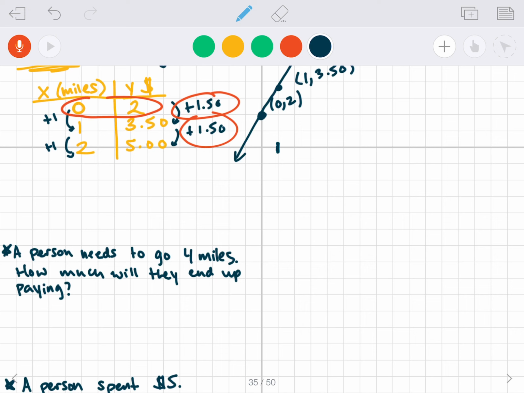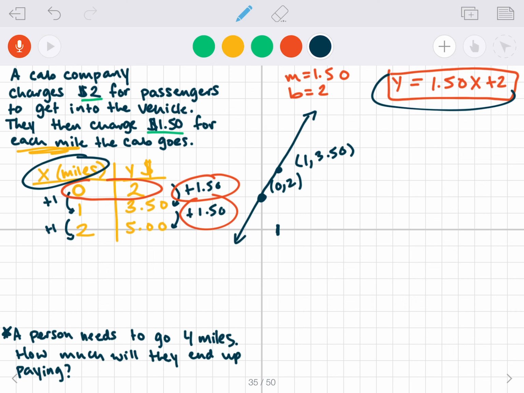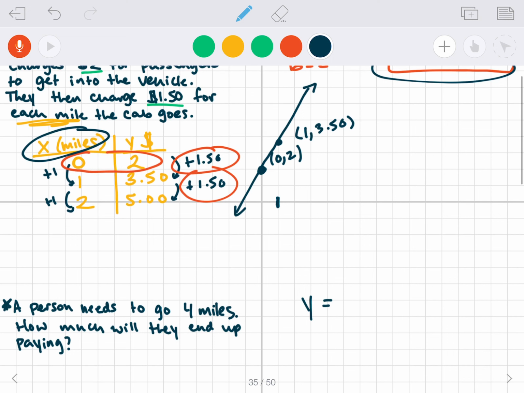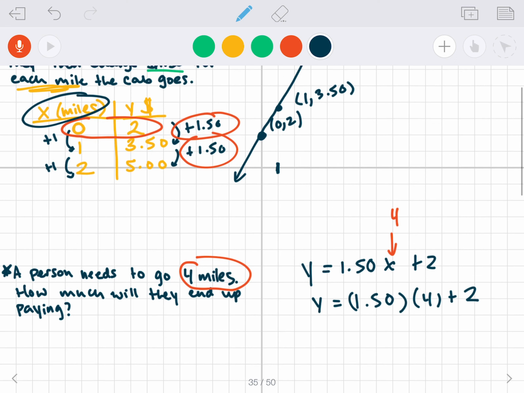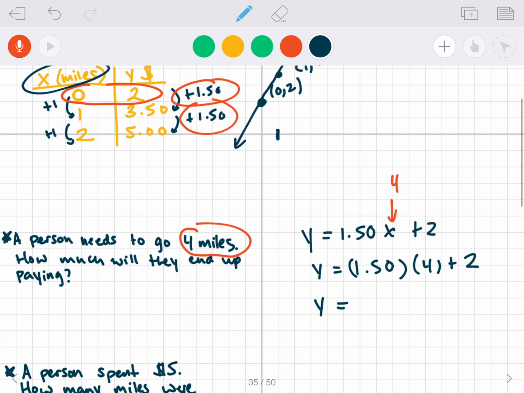So it says a person needs to go 4 miles. How much will they end up paying? So again, x is miles. So in our equation, y equals $1.50x plus 2, we're going to plug in 4 in for x because x represents miles. So we have y equals $1.50 times 4 plus 2. So that's going to be 8. That's going to be $8. All right, so that's our answer here.